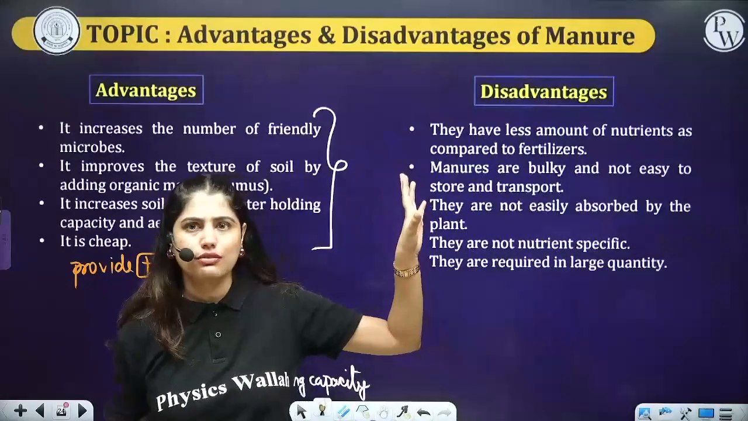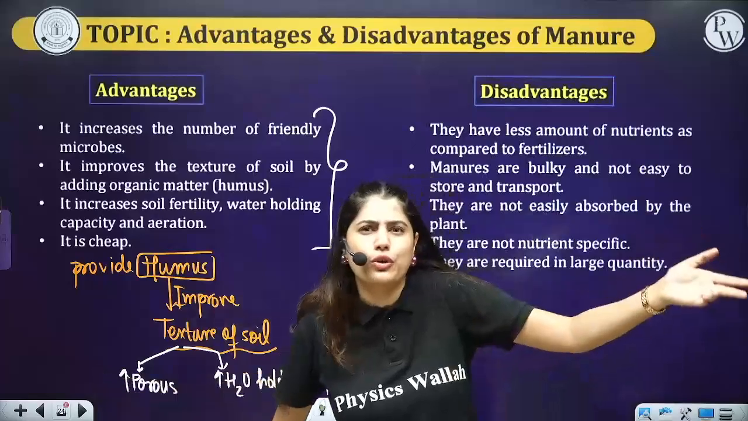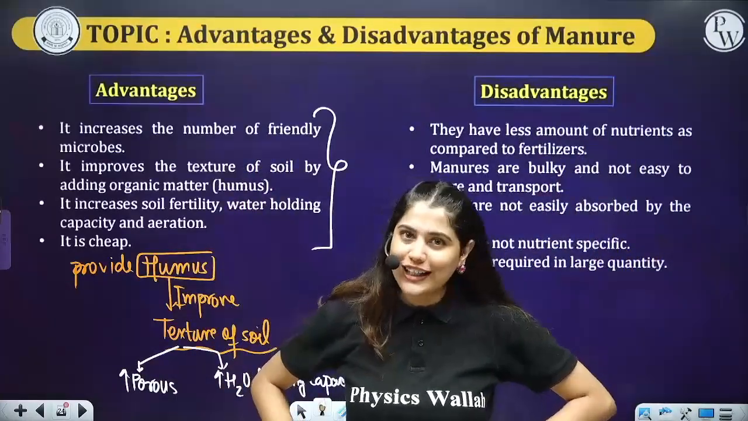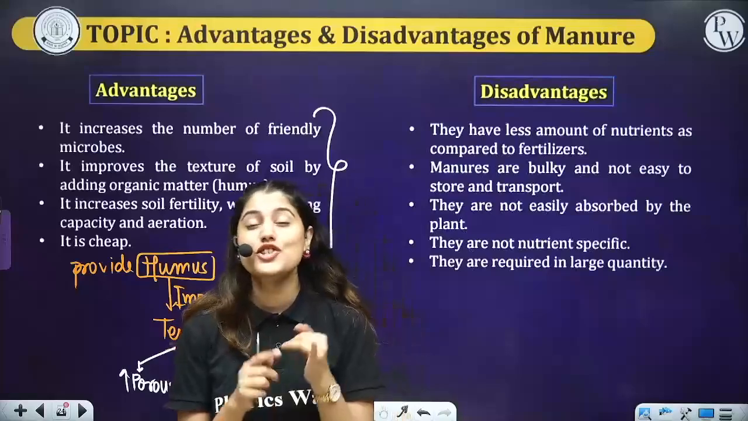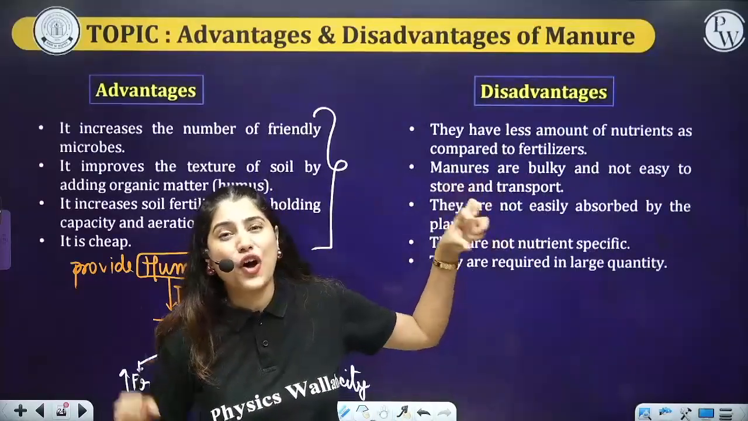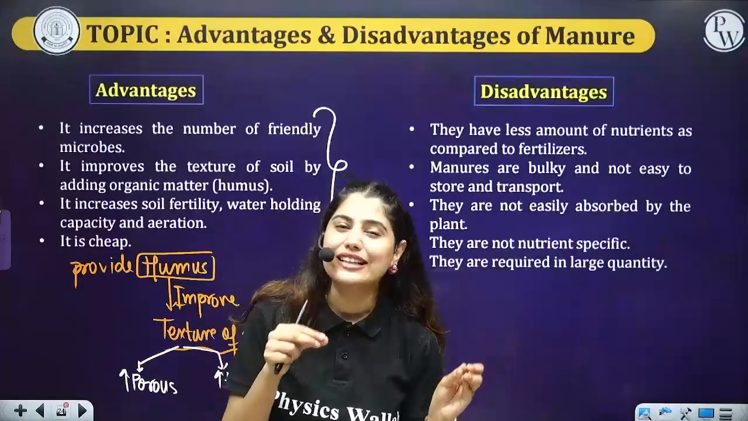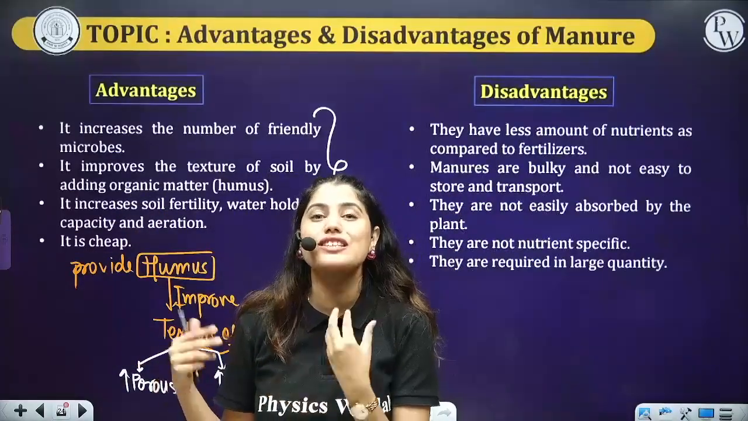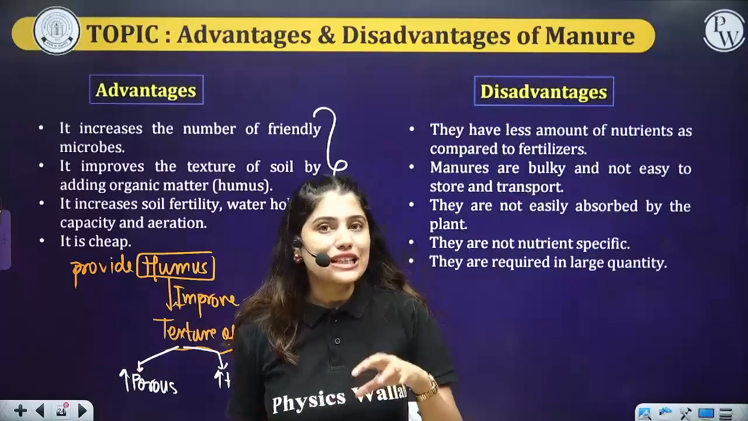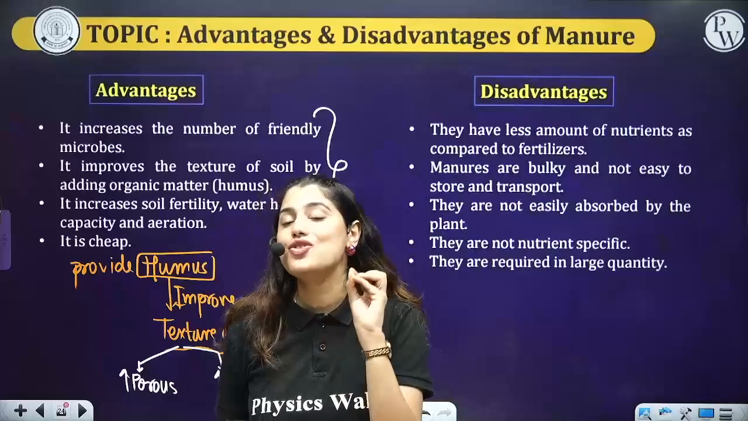Now it's good. Manure is good, right? Improving the fertility, making the soil porous, water holding capacity is all good. But is there any disadvantage? Yes, there are disadvantages. Very first thing, these manures are very bulky. Therefore it is very difficult to store them, use them or transport them. Since they are bulky, it is difficult to use, transport and store them.